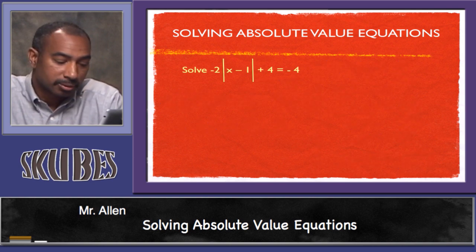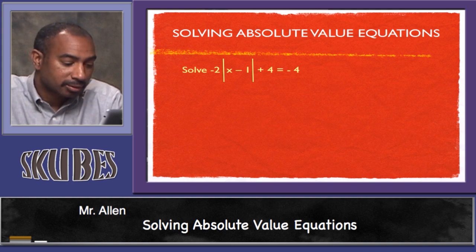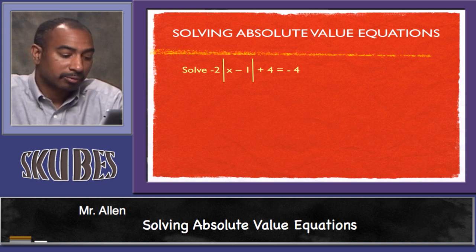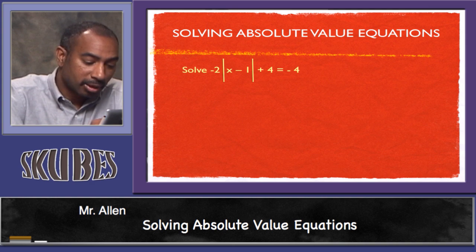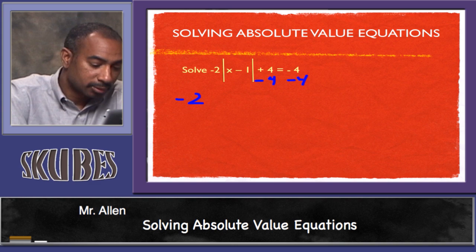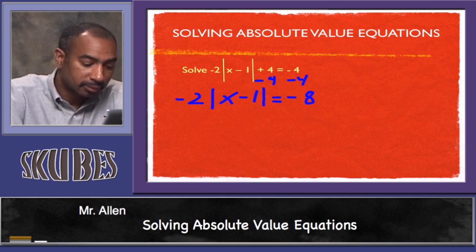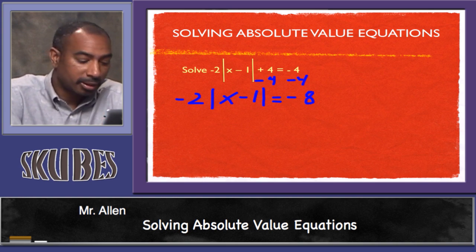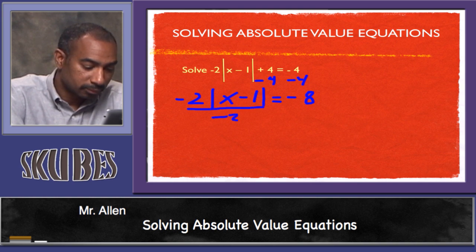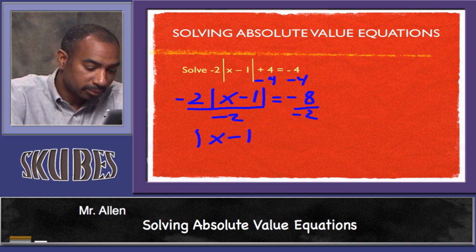Okay, solve negative 2 times the absolute value of x minus 1, plus 4, equals negative 4. So I'm going to subtract 4 from both sides. So I get negative 2 times the absolute value of x minus 1 equals negative 8. And I can divide both sides by negative 2. So I get the absolute value of x minus 1 equals 4.